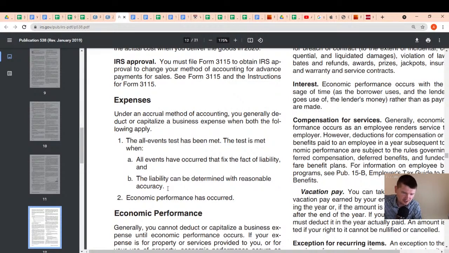And the liability is fixed means actually that you kind of incurred the liability. For example, the vendor rendered you the services, and it's an expense. Or for example, you sold the inventory, and that's already happened.